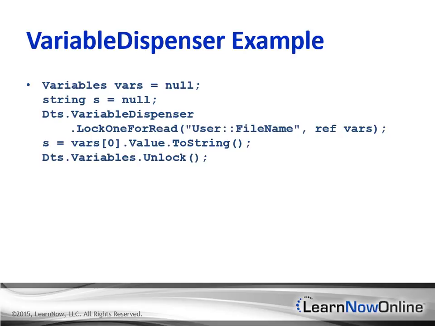Now, the LockOneForRead method locks just one variable, but you can lock all variables with the LockForRead method, a similar method that's available. Then you need to call the GetVariables method to populate the vars collection. So the code in that case is similar to what you can see here, but a little bit different to accommodate the multiple variables.